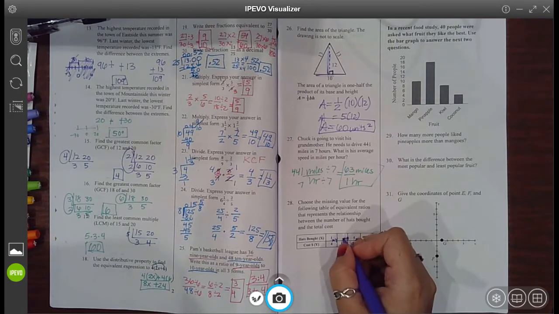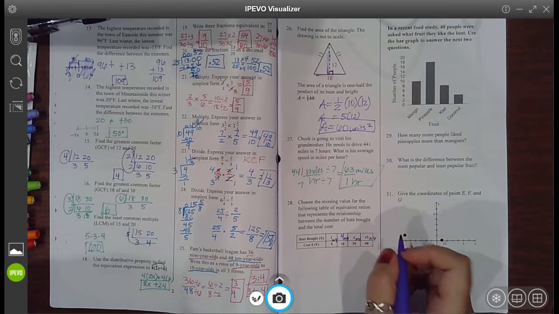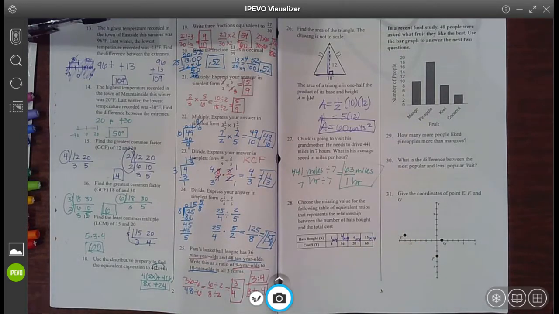So since I don't know this, let's do the other way. 16 divided by 4 is 4. And yeah, 4 times 4 is 16. Okay, so there we go. I've used the pattern to help me figure out that missing value.